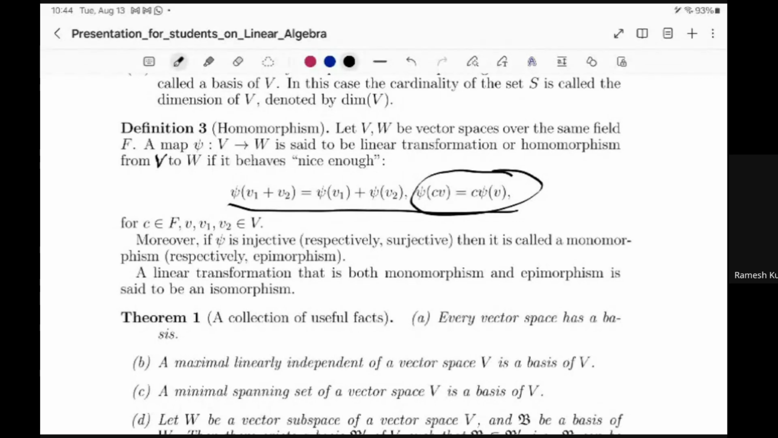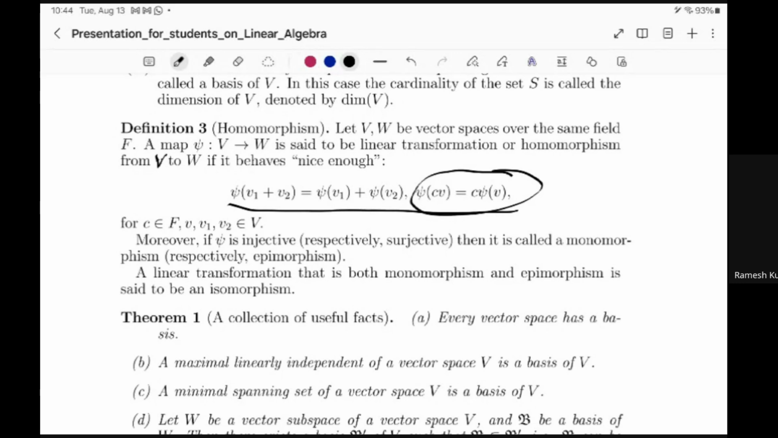Right. And if this psi is a homomorphism and also happens to be surjective, meaning it's onto, then we will call it an epimorphism. Surjective means onto, and injective means one-to-one. So homomorphism plus injective means monomorphism, and homomorphism plus onto means epimorphism. And if a homomorphism is both injective and surjective, then we call this an isomorphism.